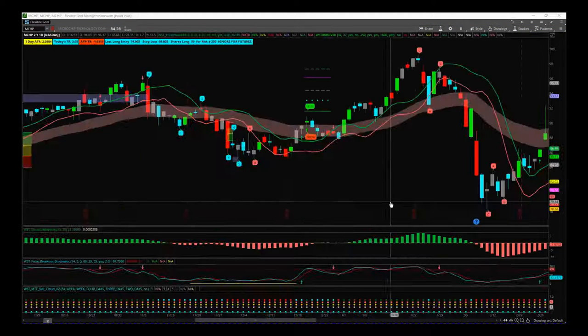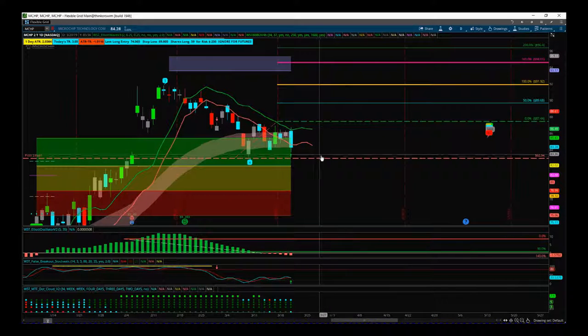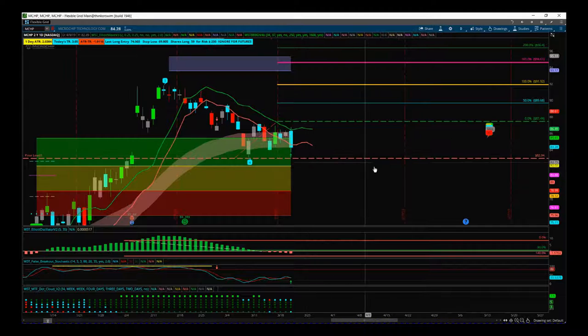MCHP, negative day yesterday, but with low volume. It's not broken the stop for the order. 535 is good. Stock outs, it's still good. Order's still good at 87.44.